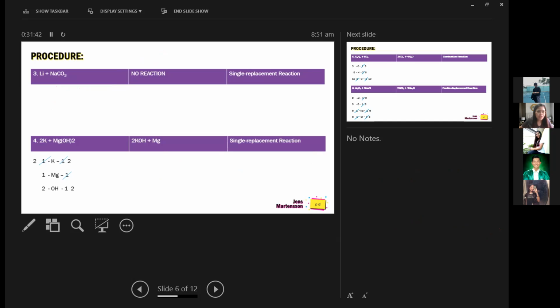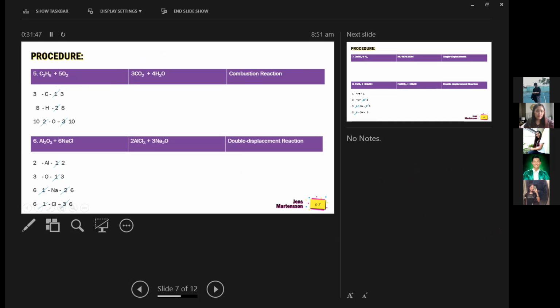Now let's move on to number 5. Number 5, automatic is a combustion reaction. What did I tell you about combustion reaction? You have there the oxygen, again, reacting with most likely a carbon-containing compound. So in this case, C3H8 is called propane, which is carbon-containing. And then again, ang given, meron kang oxygen.